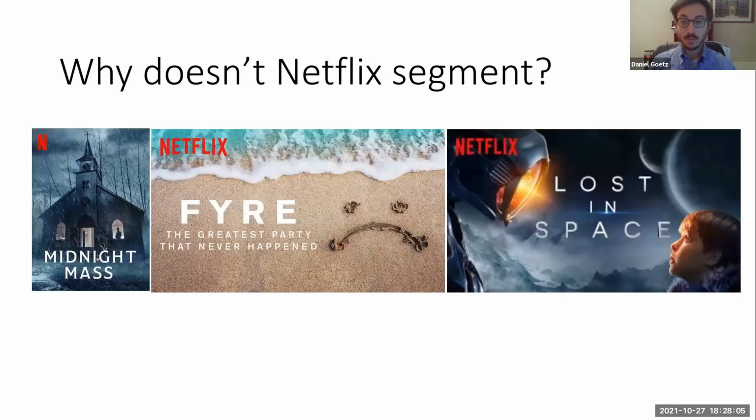Let's move on. Here's another company, Netflix. Here's some of their TV shows that they offer. And these are all very different TV shows, right? So we have on the left a horror TV show, a scary show. In the middle, we have a documentary show. And then on the right, we have a family sci-fi show. So when you subscribe to Netflix, you get all of these shows, you get all of these products together.